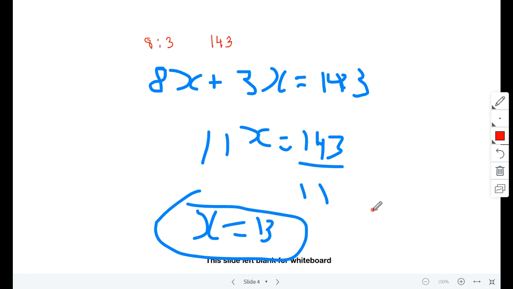Yes, I've done it. Now you have to find both the numbers. Yeah, x equals 13. So x is 13, then calculate the two numbers. Oh, okay.